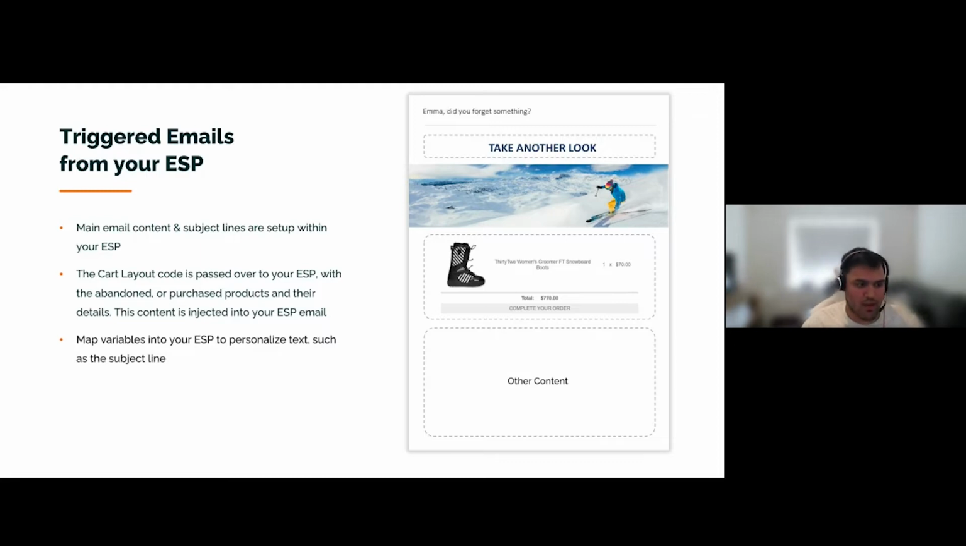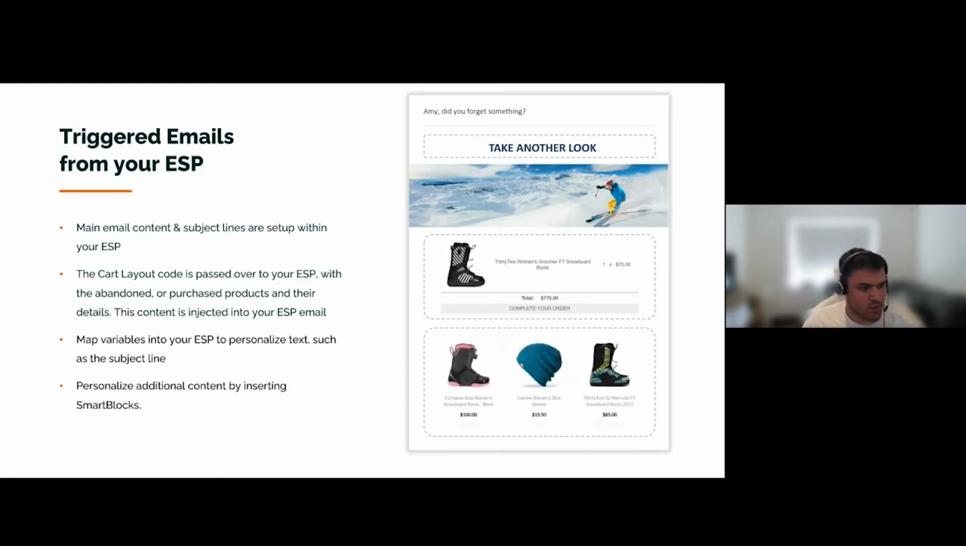We can also map variables into your ESP to personalize text, such as the subject line. And then finally, we can personalize with additional content if you have the email personalization module at Fresh. If that's of interest, have a chat with your account manager and they can sort that out for you. Any questions?